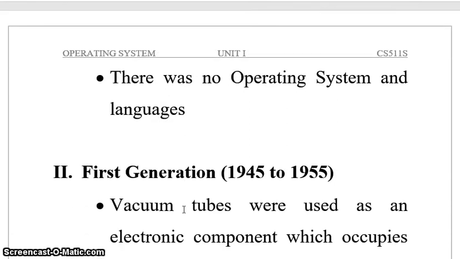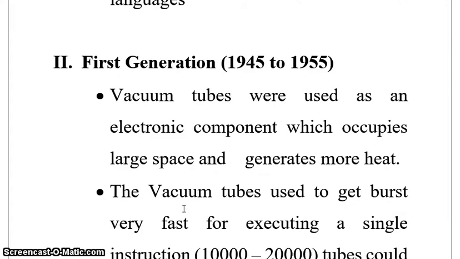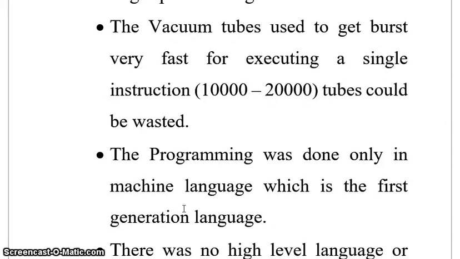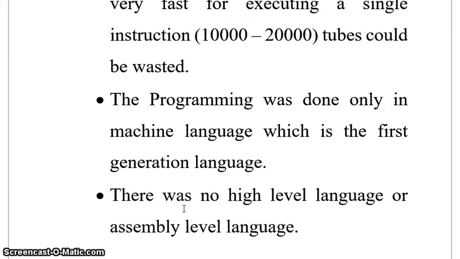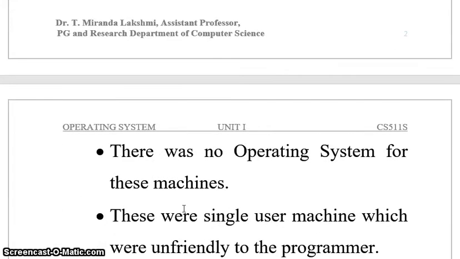Next, we are going to see about the first generation. In the first generation, vacuum tubes were used. You saw the size of the vacuum tubes, so we have to combine all the vacuum tubes. In order to execute a single instruction, more than 10,000 to 20,000 tubes would be wasted. The programming was done only in machine language, which was the first generation language. There was no high level language or assembly language. There was no operating system for these machines. These were all single user machines which were unfriendly to the programmer.